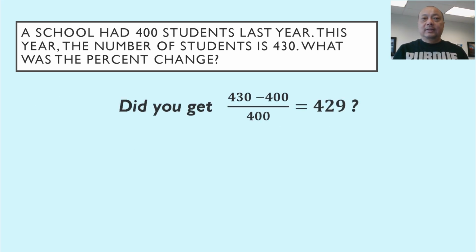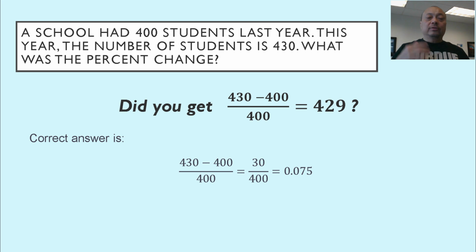Welcome back. Did you get 429 as your answer? If you did, this video is for you. The correct answer is 430 minus 400 equals 30. So it's 30 over 400 equals 0.075. In percent form, 0.075 is 7.5%. 429 is incorrect.